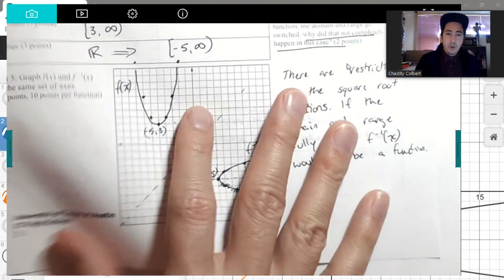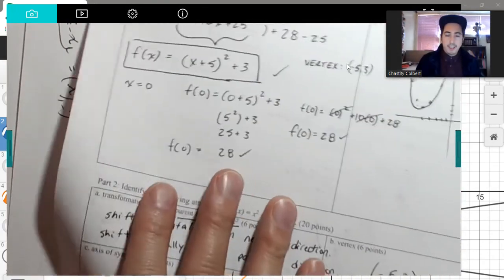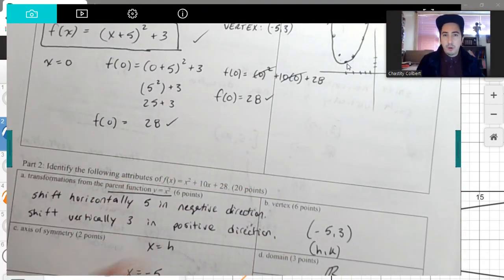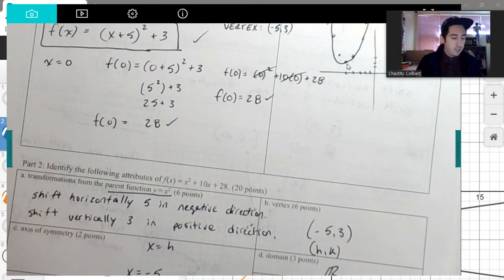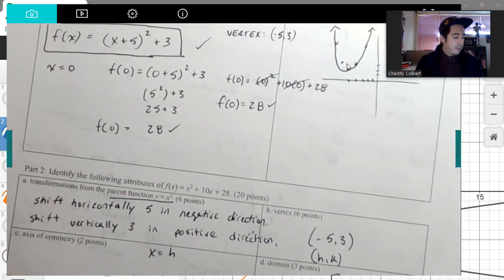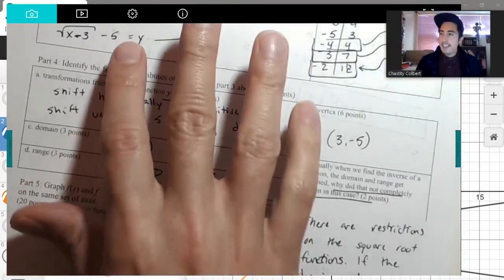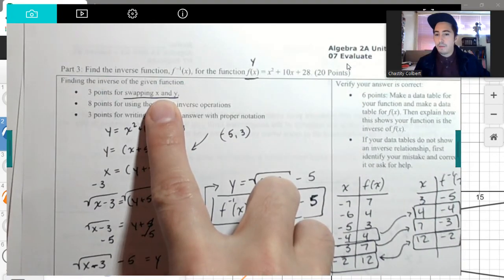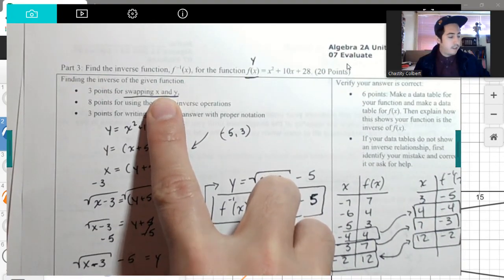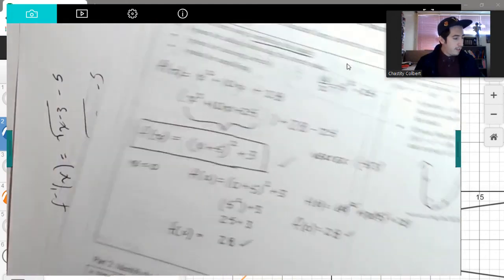Okay, so the main takeaways from something like this are the relationship between domain and range of a function and its inverse function. That's important to know. Also, how to find the inverse by swapping x and y. That's an important thing to know. And yeah, that's most of that one.